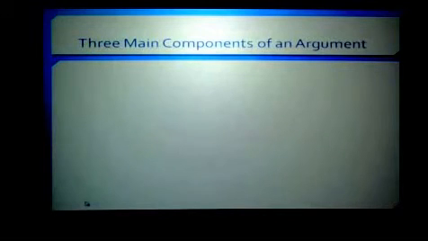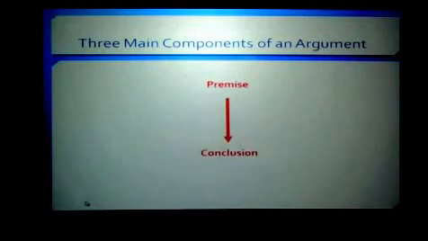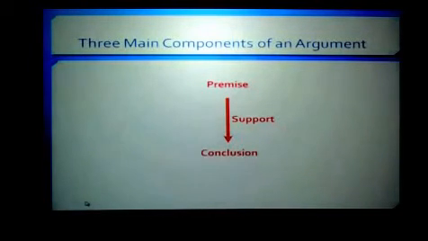There are three main components of an argument. An argument has a premise, a conclusion, and support. Now, given that there are three components of an argument, one thing that you have to notice is that both premises and conclusions are always statements. And the support is the support that's given by the premise to the conclusion.